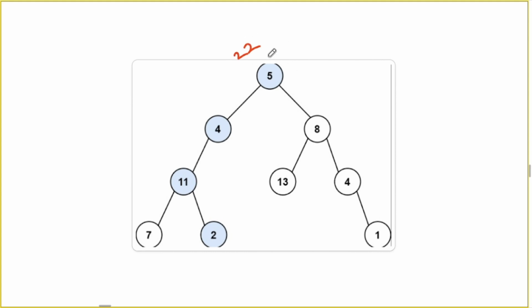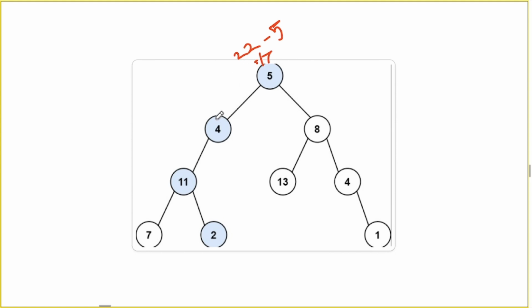Our target sum is 22. So we have root as 5. Okay. So we will be subtracting the target sum with our current root's value. So our current root is 5. So our value is 5, right? So we will be subtracting this 5 from the target sum. So after subtraction we will have 17 as the value. Okay, we will get 17.